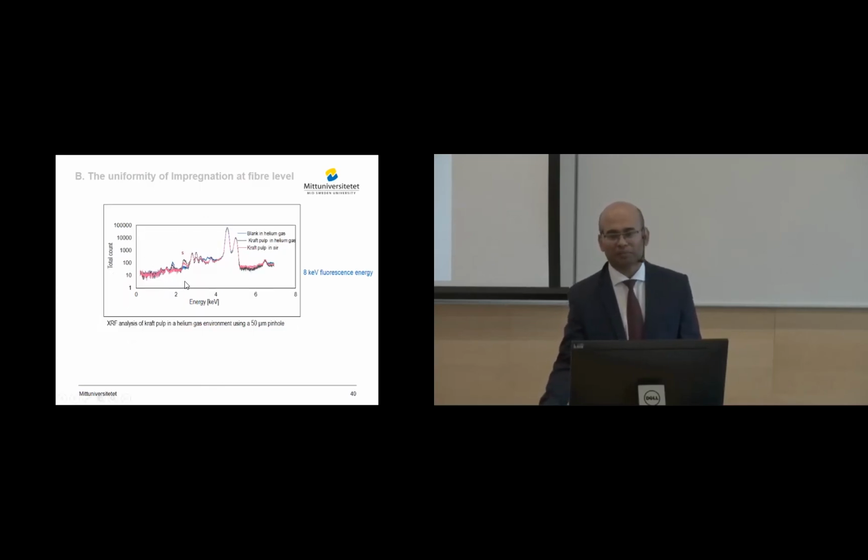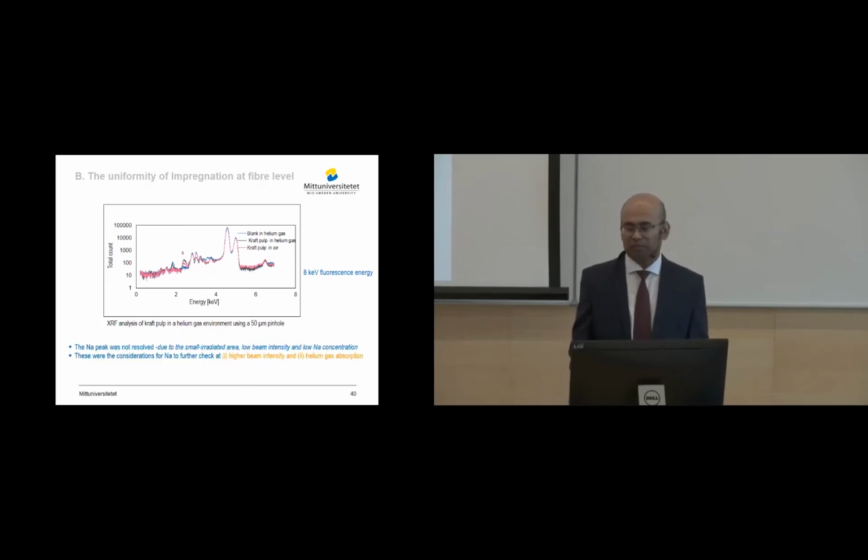Then we also check the kraft pulp. We have also investigated some other pulps as well, but here we presented the kraft pulp. And we know it is not possible to see the sodium, because the sample cannot contain sodium. The sodium peak was not resolved because of the small irradiated area and low beam intensity, although we use the 8 keV fluorescence energy. These are the considerations for sodium, to be further checked with a high beam intensity, for example, synchrotron. And of course, it needs helium gas. It's better to use vacuum, but in our setup vacuum is not possible. So that's why we're looking for the pilot setup.